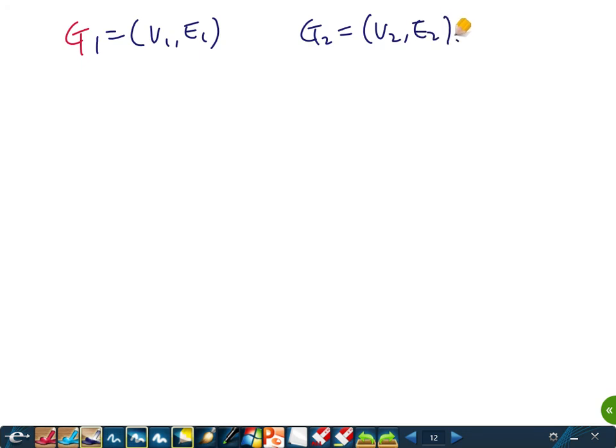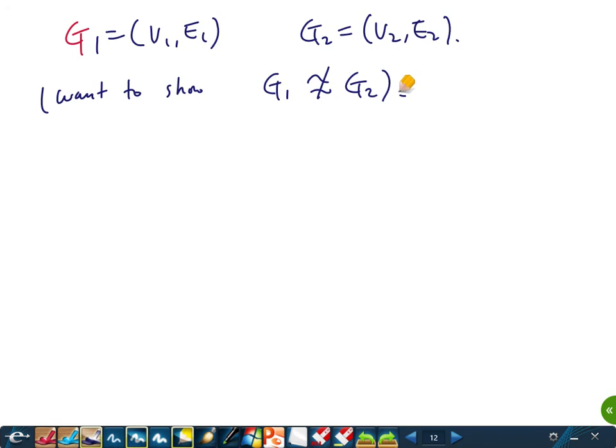Actually, one very time-consuming way of doing this is, how many bijections are there from one vertex set to another? If they have the same number of vertices, say n, there are n factorial permutations, right? But a bijection must be a one-to-one correspondence. So suppose that G1 is V1, E1, and G2 is V2, E2. Here we want to show that G1 is not isomorphic to G2.